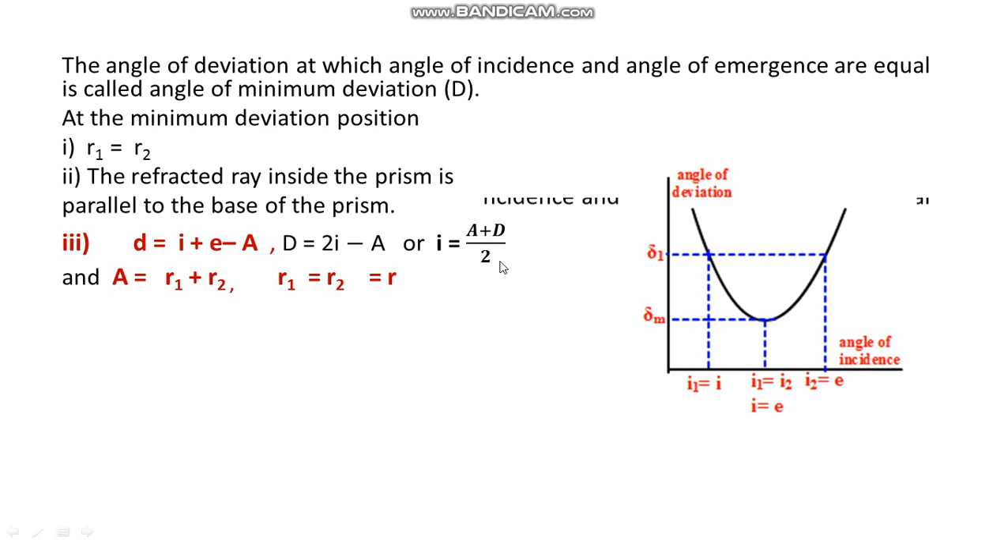A is equal to R1 plus R2, we know this. R1 and R2 are equal, so I am taking it as R. So A is equal to 2R and R is equal to A by 2. If I apply Snell's law here, the refractive index of the second medium, that means the prism, with respect to the first medium, that is air, is equal to sine of (A plus D) by 2 divided by sine of A by 2.